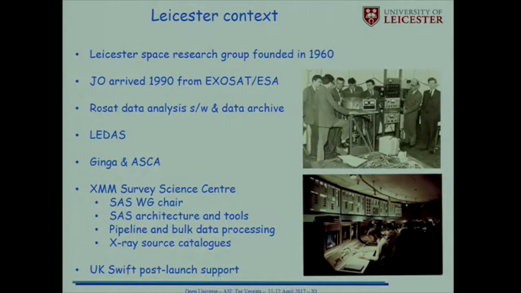So at Leicester, we've been involved in space research for many decades. The group was founded in 1960, and those of you of a certain age may recognize Ken Pounds as a young man, looking somewhat disinterested in the proceedings going on in this early research project. For myself, I arrived at Leicester from the European Space Agency, working on the EXOSAT project, in 1990, and there's a picture of the EXOSAT control room on this slide.